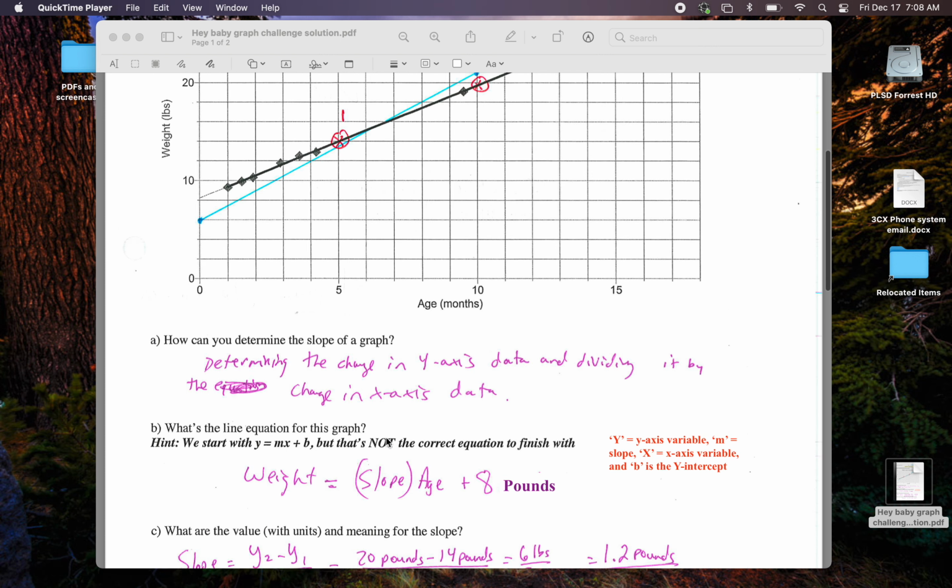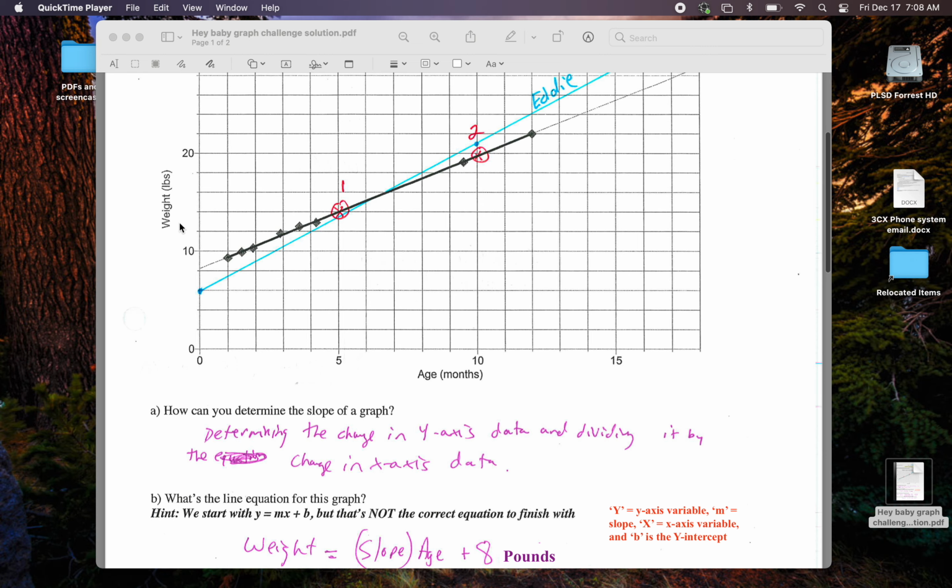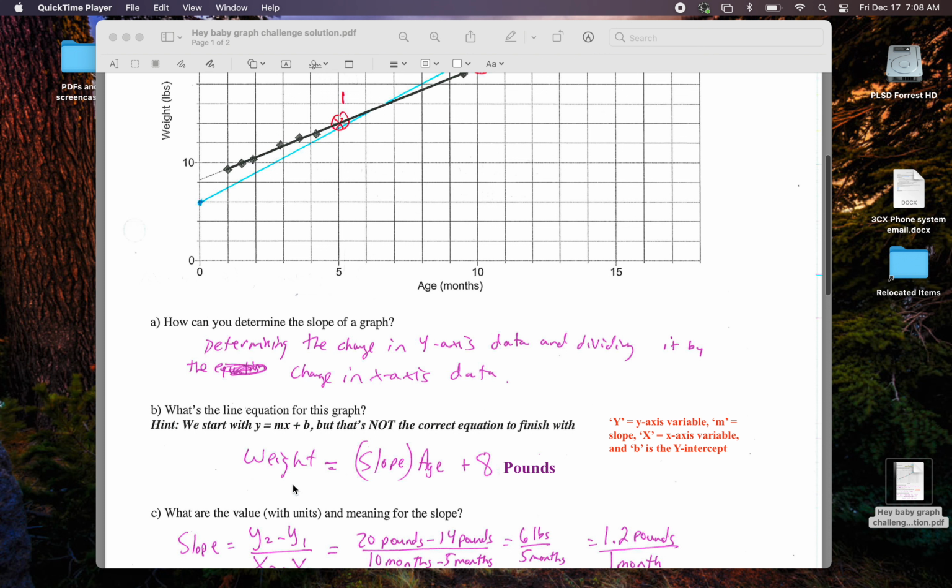So the line equations start out as y equals mx plus b, but we don't finish with that because we're not graphing y's and x's, we're graphing weight and age. So in this case, the y stands for the y-axis variable. It could also be data. M is the slope of the graph. The x-axis variable here is age, and 8 pounds is the y-intercept. That, in this case for Katie, was her birth weight.